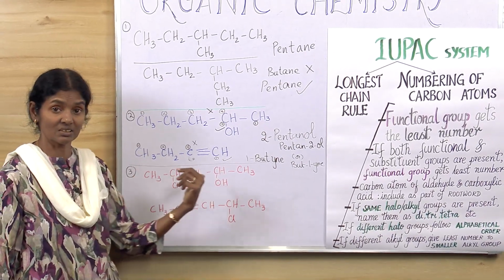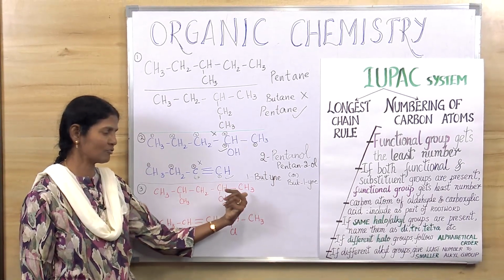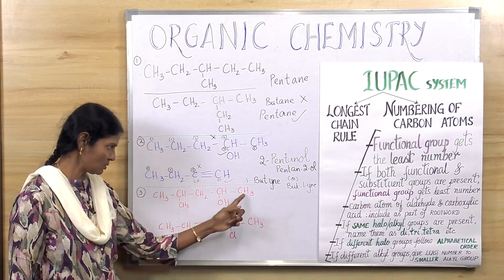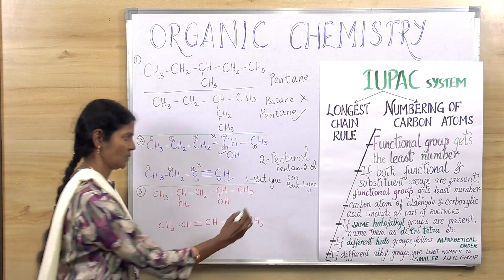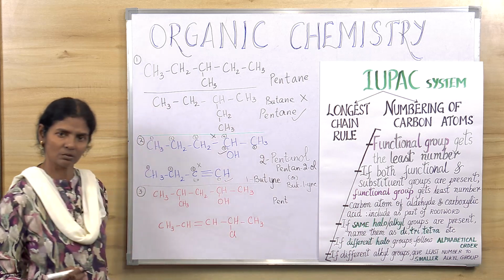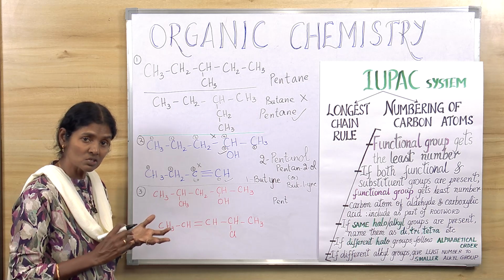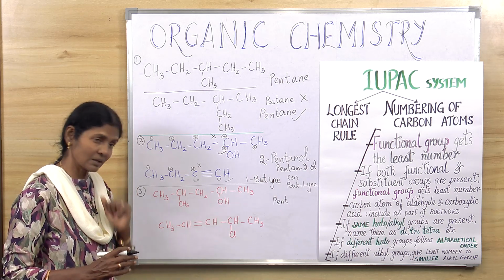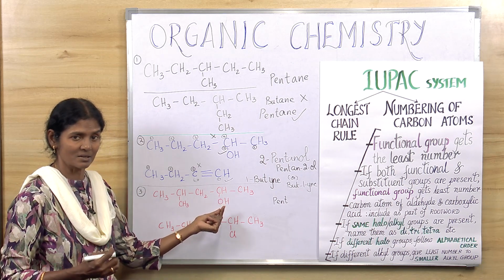Again, let's check the root word. 1, 2, 3, 4, 5 carbon atoms. Pent. If we come like this also, 1, 2, 3, 4, 5. So it is pent only. Okay. So the root word is pent. Okay. Now, look for functional group. Is there any OH or CHO or COOH? Yes, there is an OH. That's the alcohol. So that should get the least number.